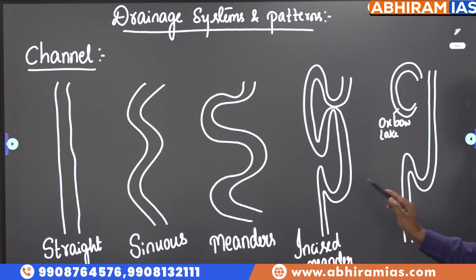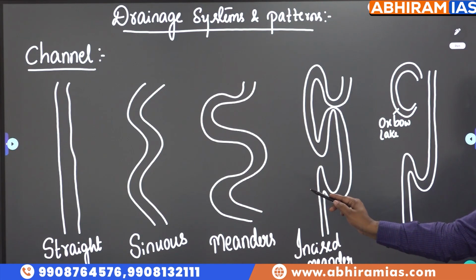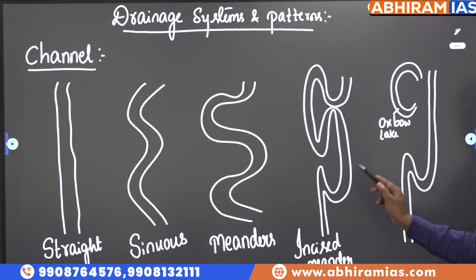So the river can go in a straight course, it can go sinuous, it can be meander, incised meander. Based on what? Slope. Steep slope, straight. Gentle slope, sinuous. Horizontal, meandering. Okay, can you draw?